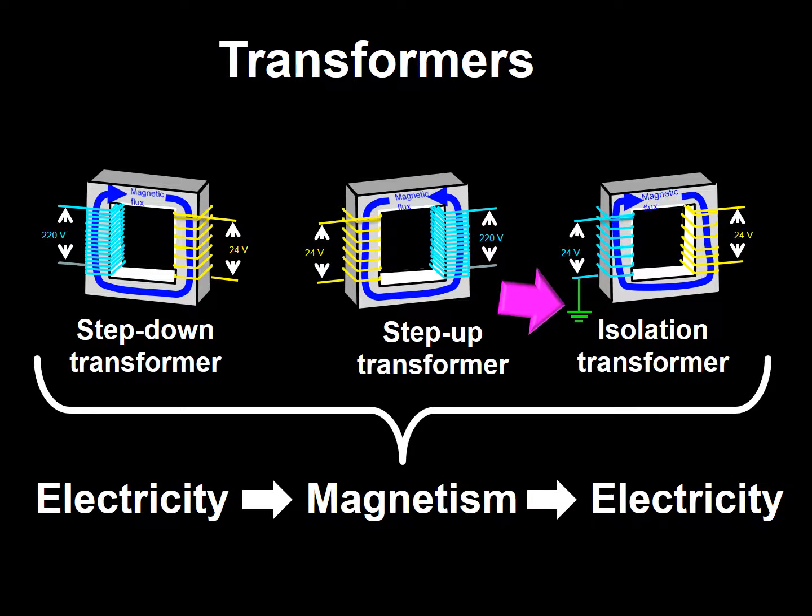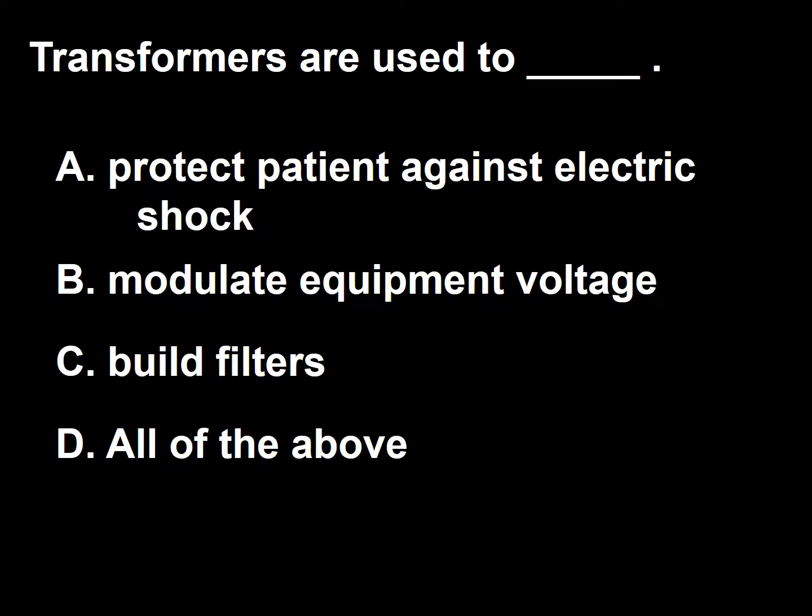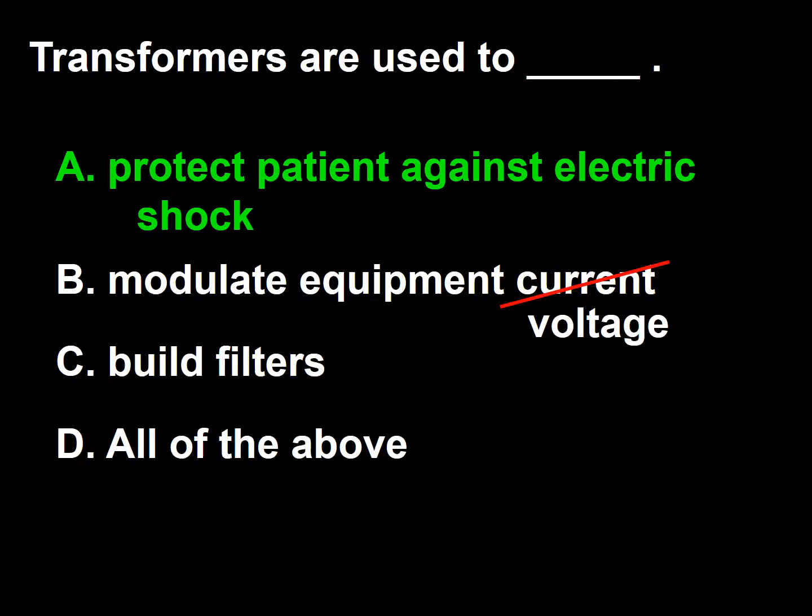And the last use of transformers is to transform ground electricity to on-ground electricity, thus providing safety against electric shock. So the answer to this question is A. The reason for that is that transformers modulate voltage, and that although inductors are used to build filters, transformers are not.